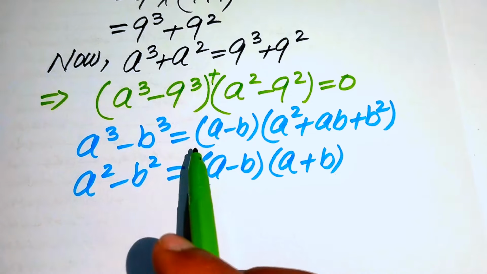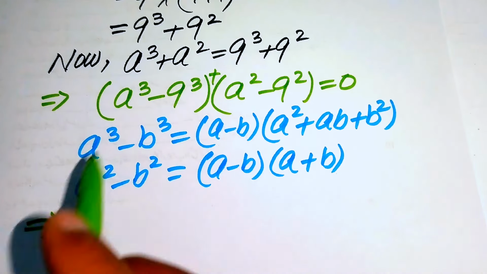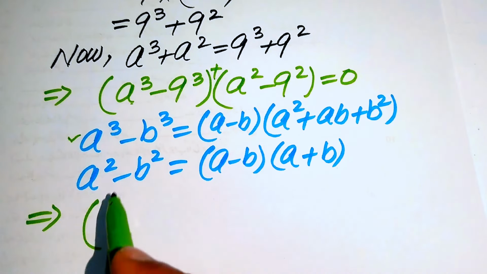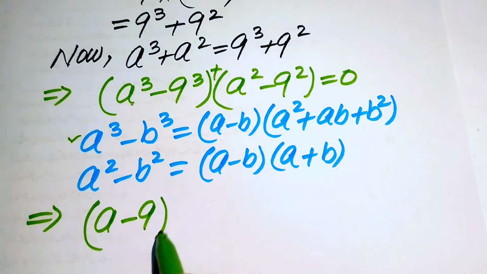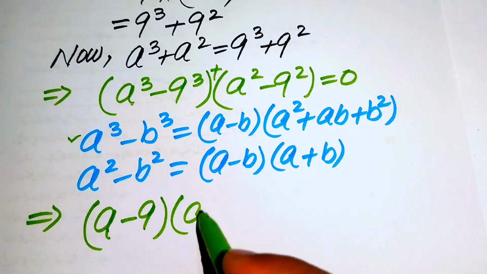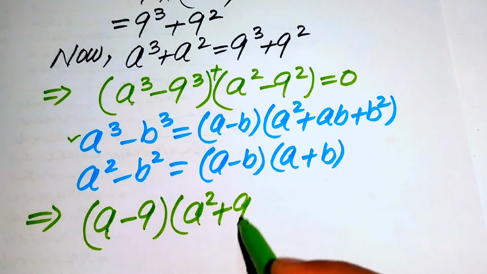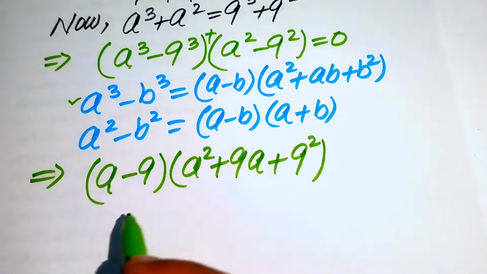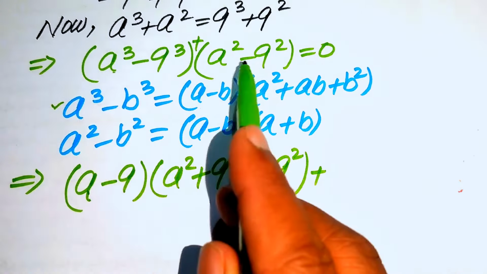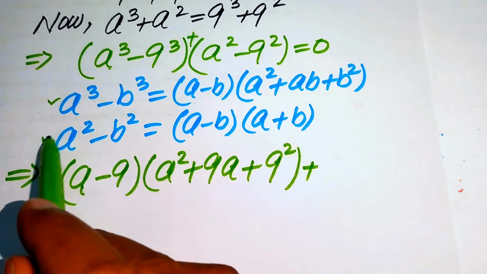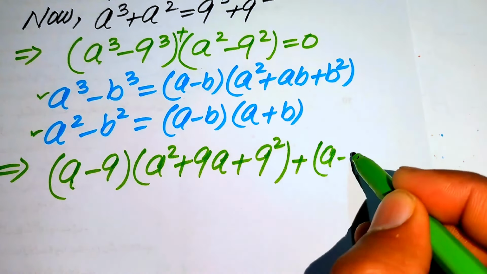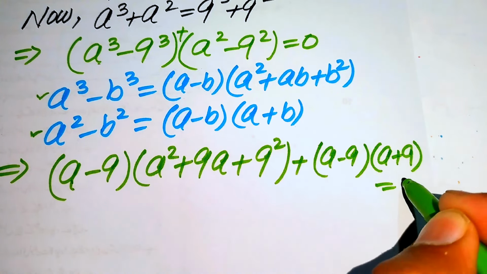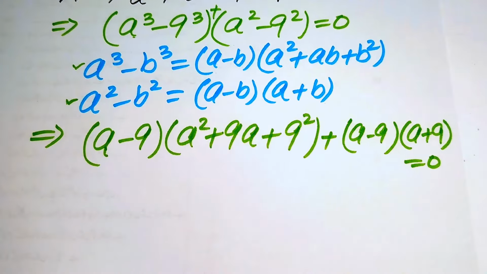Now first we use the cubic formula, so this a cubed minus 9 cubed equals, after using this formula, a minus 9 times a squared plus 9a plus 9 squared, and this is plus a squared minus 9 squared. We use the square formula, and after using this we get a minus 9 times a plus 9, and this whole equation equals 0.